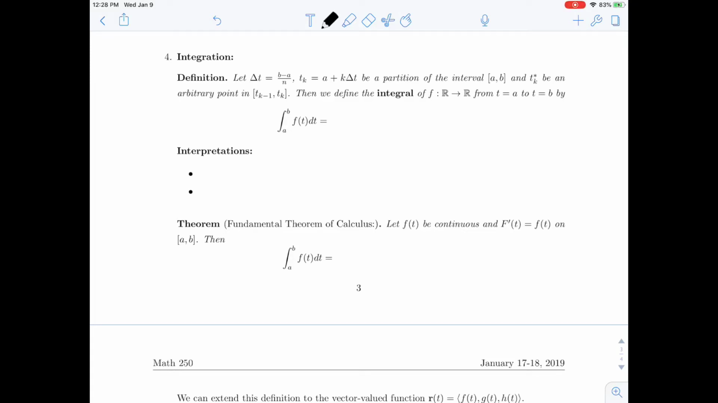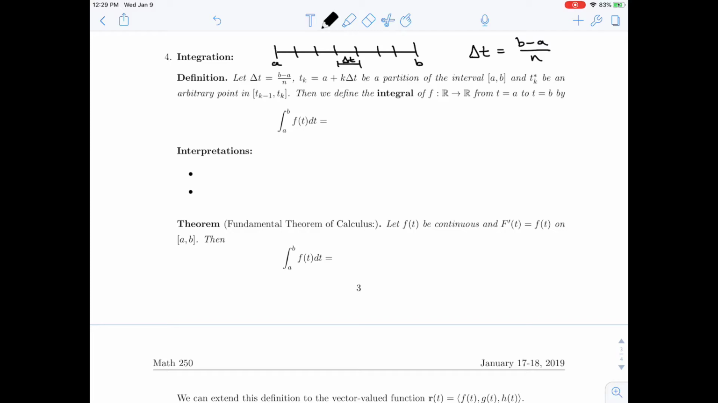If we can talk about derivatives of vector-valued functions, then maybe we want to talk about integrals of vector-valued functions. So let's remind ourselves what an integral is. If we take an interval between, say, a and b, we're going to divide it up into pieces. Each of those segments will have a length of delta t being b minus a divided by the n segments that we divide the interval up into.